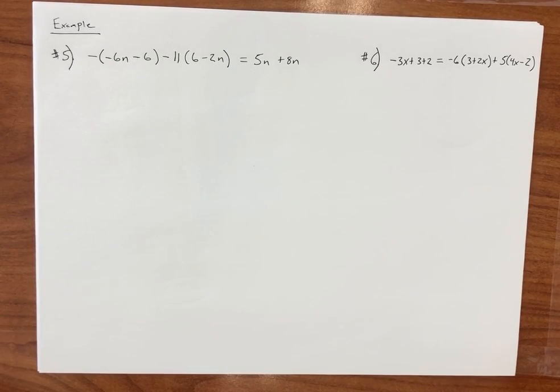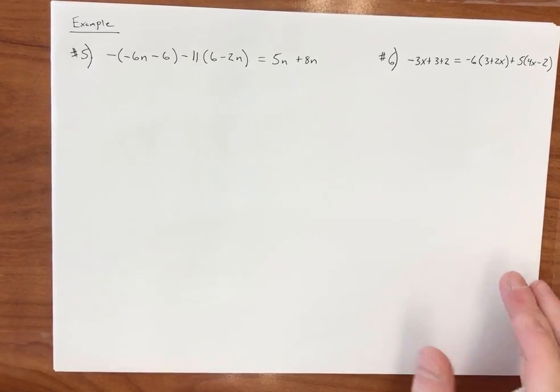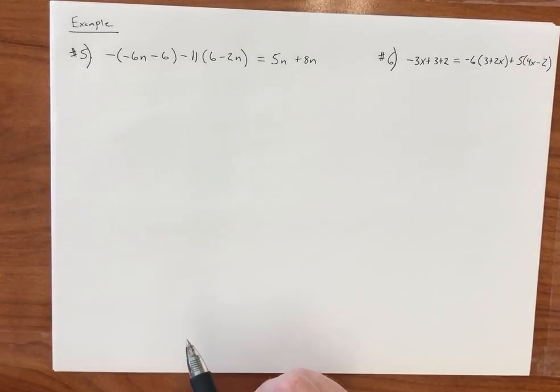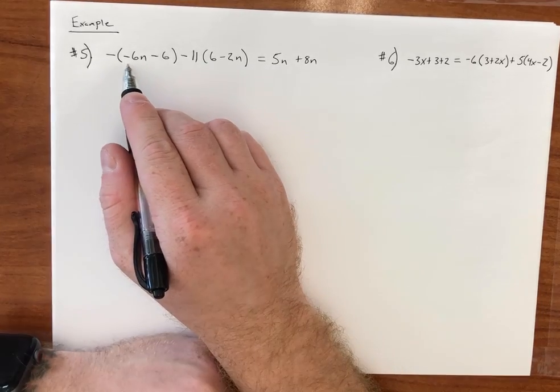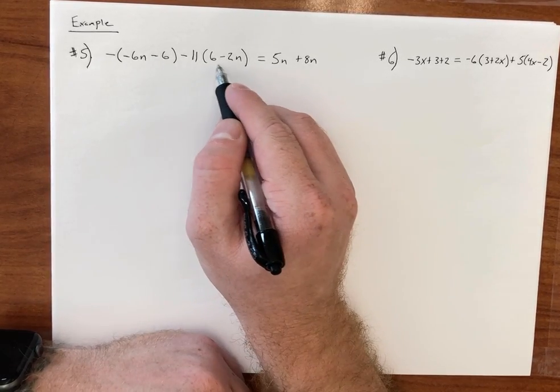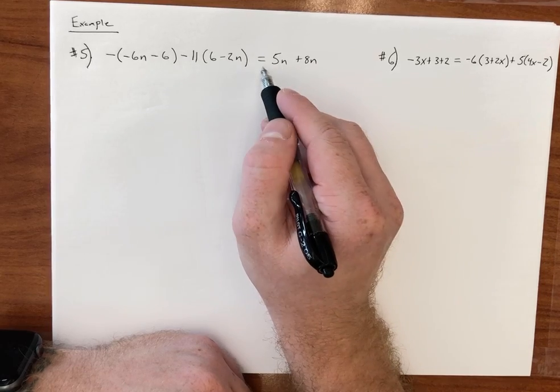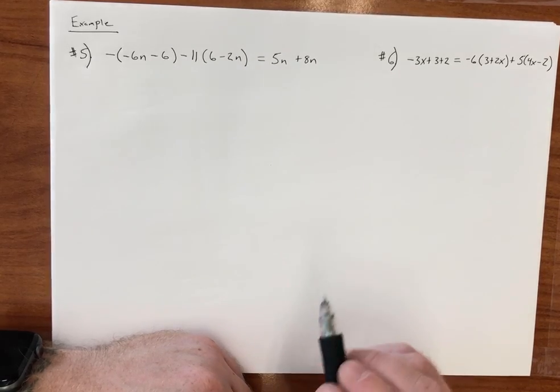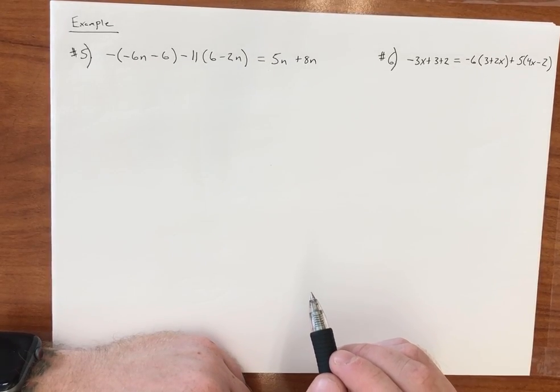Okay, so we have two more examples. These are a little bit more challenging, so I would like for you to go ahead and write these problems down as you see it. Okay, I have negative, parentheses, negative 6n minus 6, parentheses, minus 11, parentheses, 6 minus 2n, parentheses, equals 5n plus 8n. That's number 5.